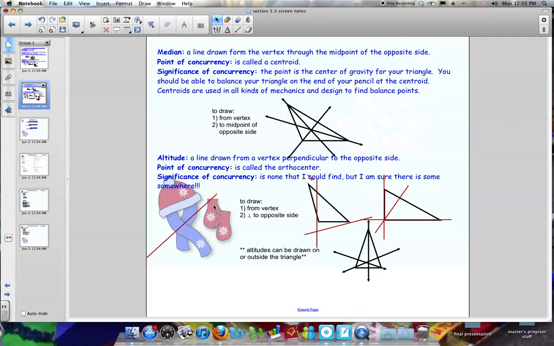Same thing here. If I go from this vertex and straight down so that it's perpendicular to the opposite side, it ends up being on the outside of the triangle. Then when I draw the third altitude in from the vertex and it goes perpendicular to the opposite side, you can see that out here would be my point of concurrency. This would be my orthocenter. My orthocenter in an obtuse triangle actually sits outside of the triangle. So altitudes and orthocenters are a little bit different than the other three.